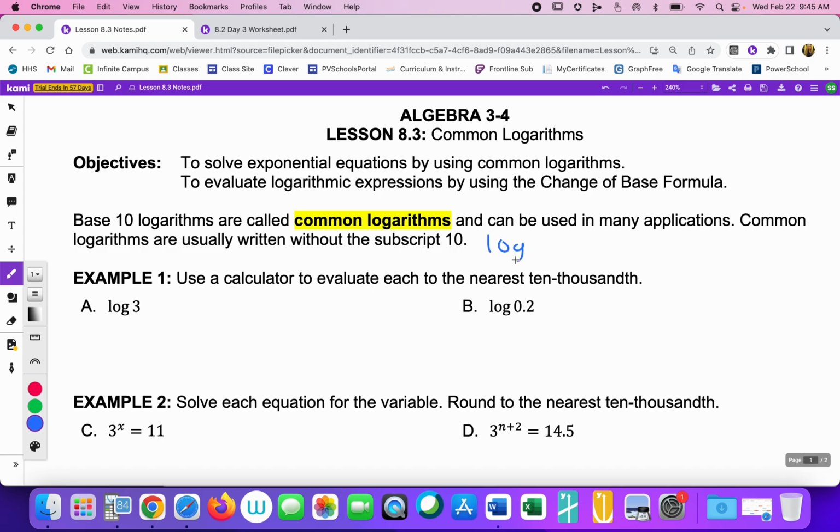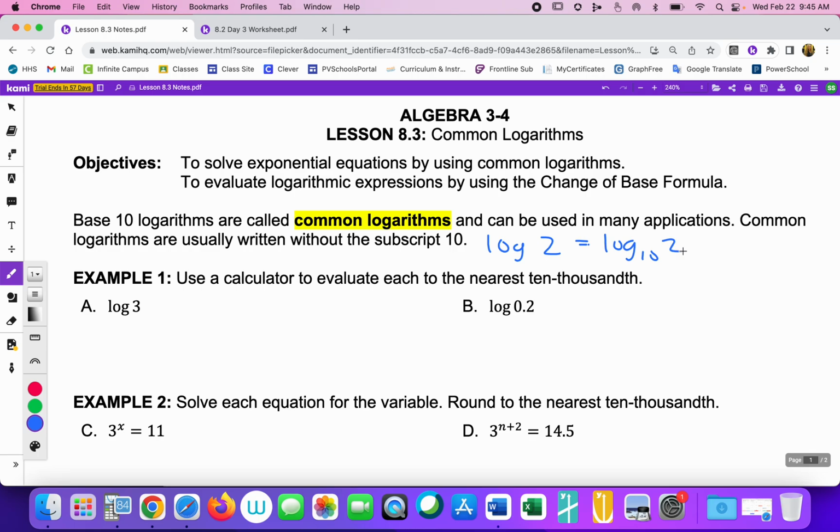So for instance, if you see log of 2, that's the same thing as log base 10 of 2. So just to give you an example. So base 10 doesn't have to be written, it can. But if you don't see a base there, it's automatically a 10. Now your calculator is a base 10. So when you enter in the log in your calculator, that is automatically a base 10.